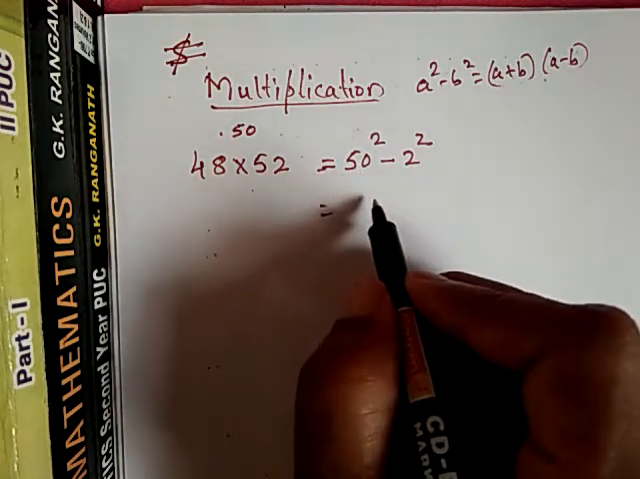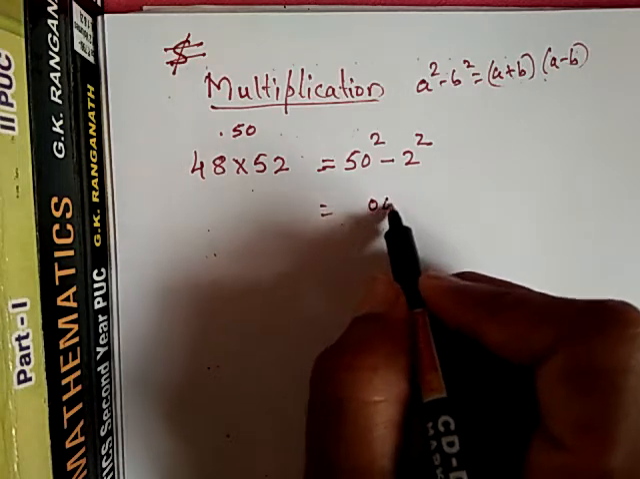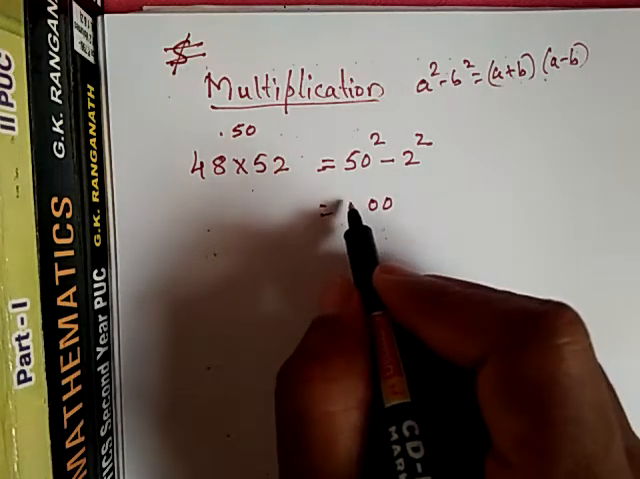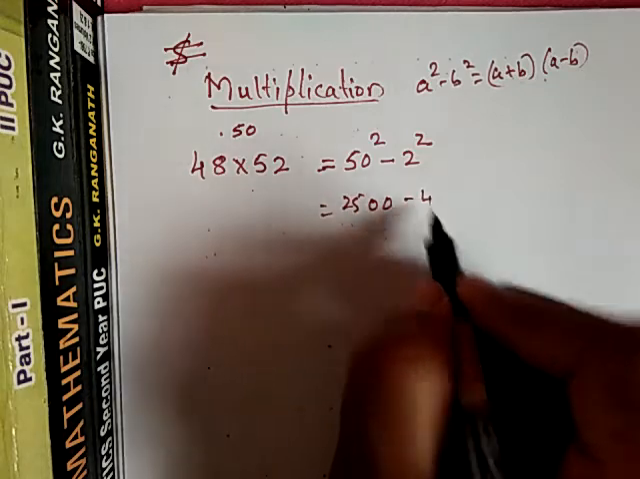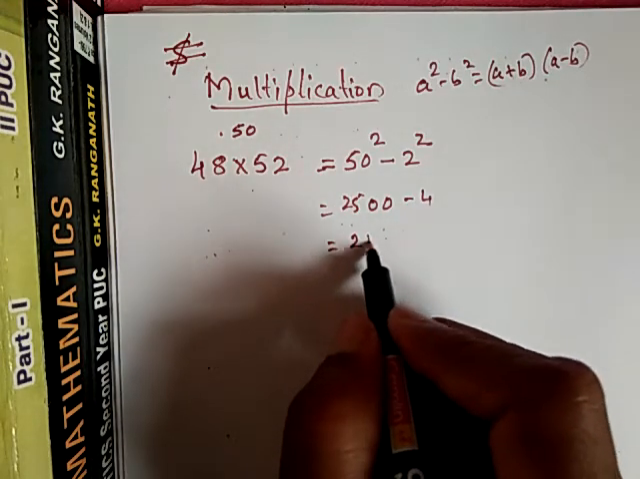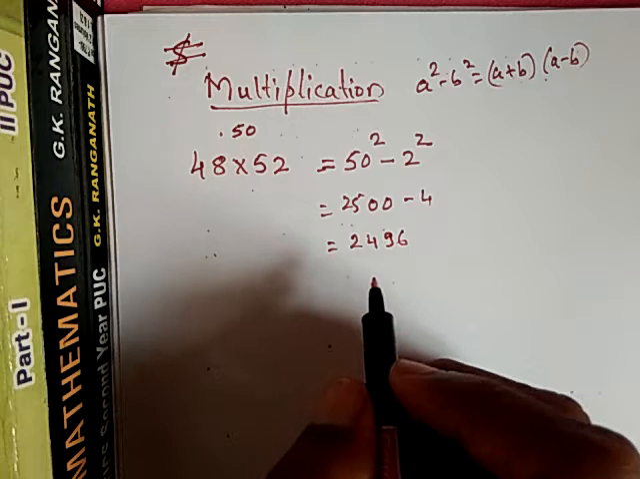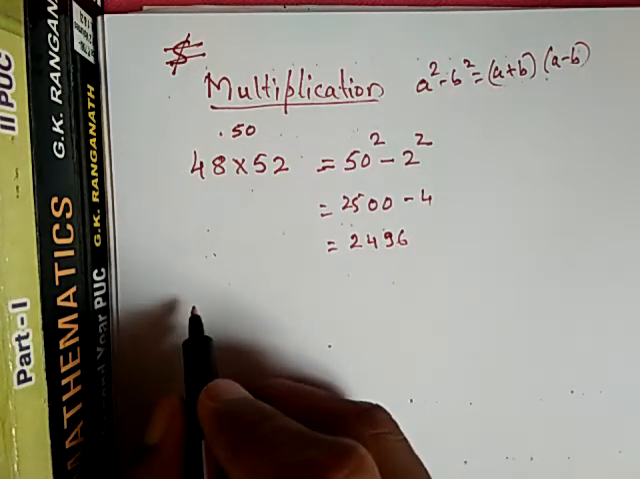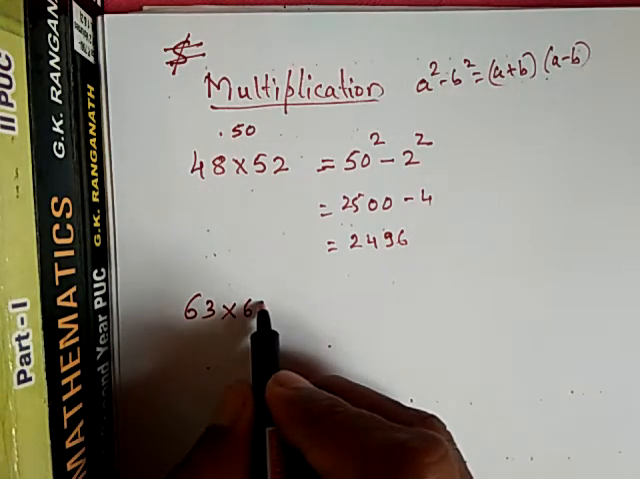50 square means here the last will be 00. So it will be 5 into 5 is 25, so 2500, minus 4. So this will be 2496 is the answer. Similarly one more example I will take: 63 into 67.